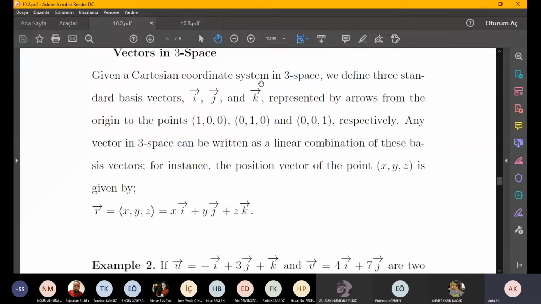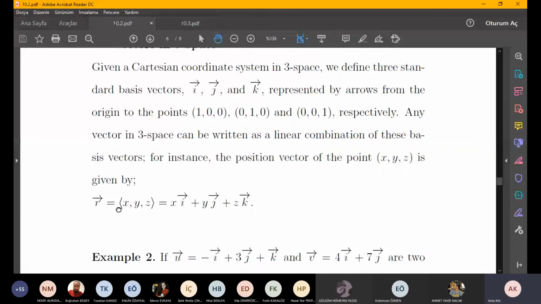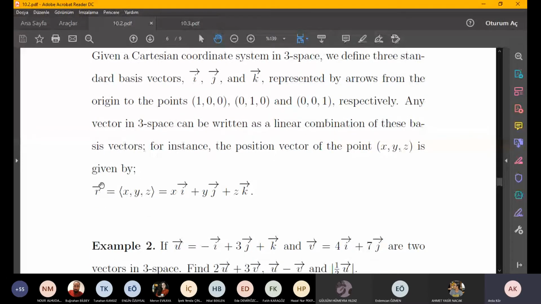For example, if you try to write the position vector of the point x, y, z, that means you try to write the vector which has initial point origin and terminal point x, y, z, then you can write that by the angle brackets x, y, z, and also you can write it as a linear combination of the standard basis vectors in 3-dimensional space. So it will be x times i plus y times j plus z times k.